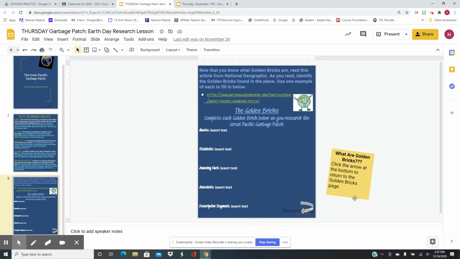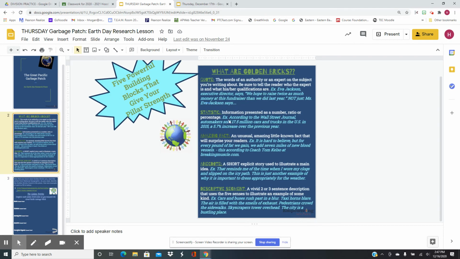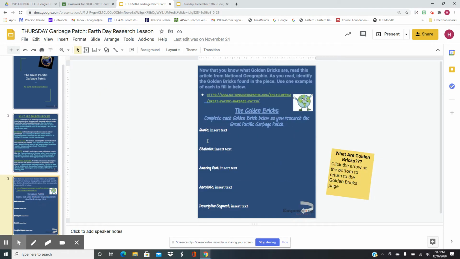It says, what are the golden bricks? You can always click back, click the arrow, and it brings you back to slide 2 to help you know what they are. Okay, so here is the article.